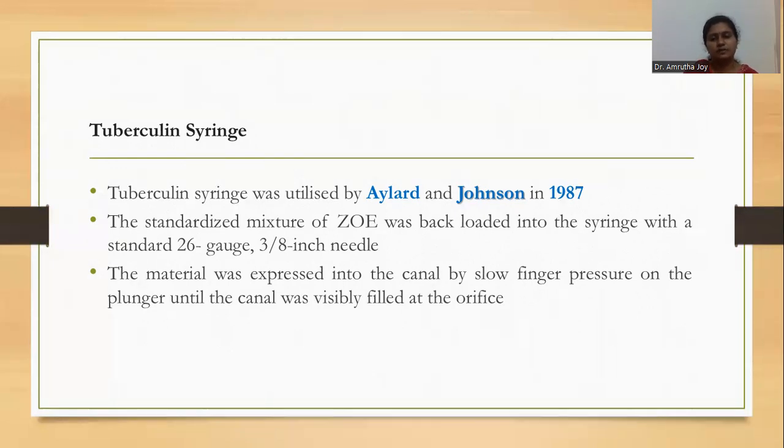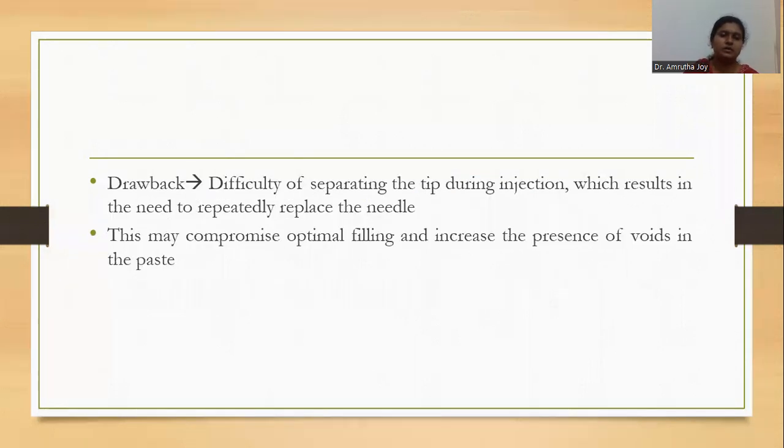Usually, zinc oxide eugenol was backloaded into the syringe using a 26 gauge 3/8 inch needle, and then the material was expressed into the canal by slow finger pressure on the plunger, and the canal was visibly filled until the orifice. But there is difficulty in separating the tip during the injection, which results in repeated replacement of the needle. And this may compromise the optimal filling and increase the presence of voids in the paste. As and when the needle is reinserted, it can cause development of voids.